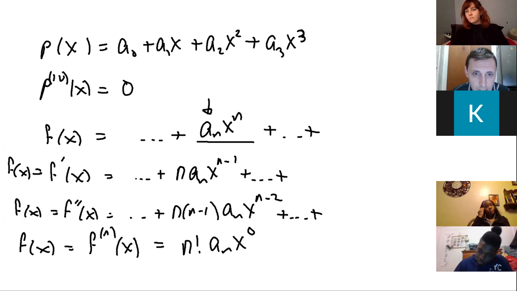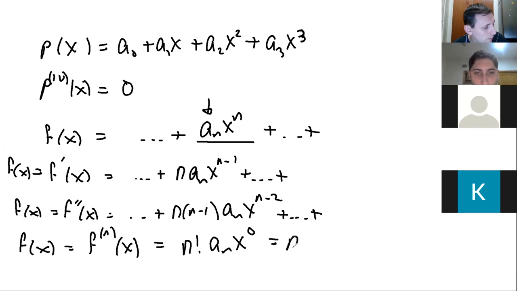What is a_n? What do you mean? It is just an arbitrary coefficient. This way I can figure out a0, a1, a2. I'm telling you what to do for a general term. So this is simply n factorial a_n.